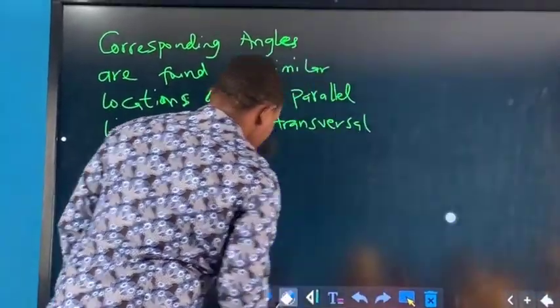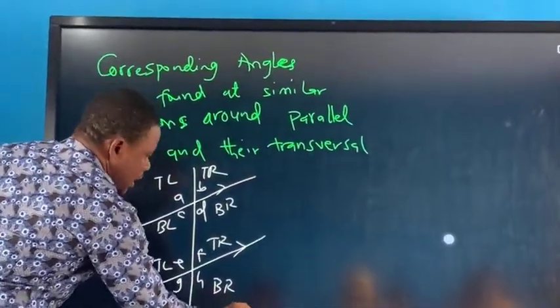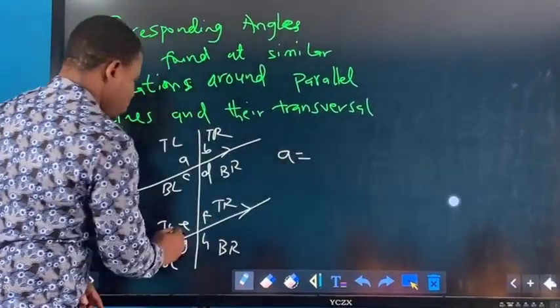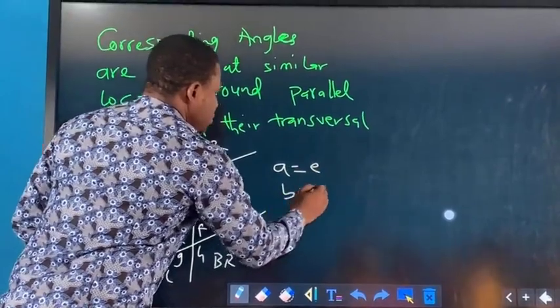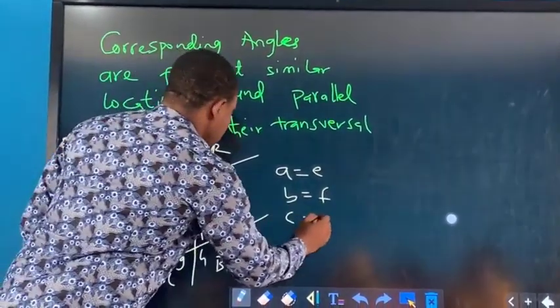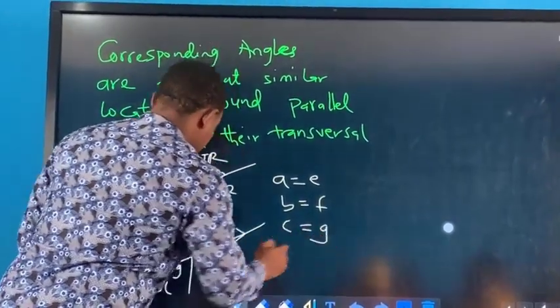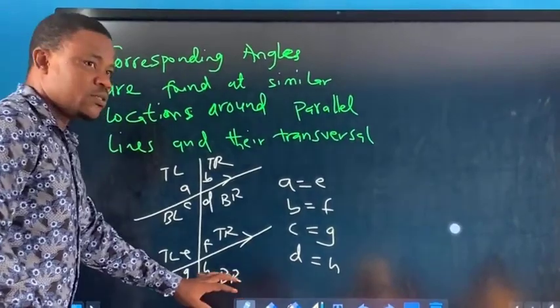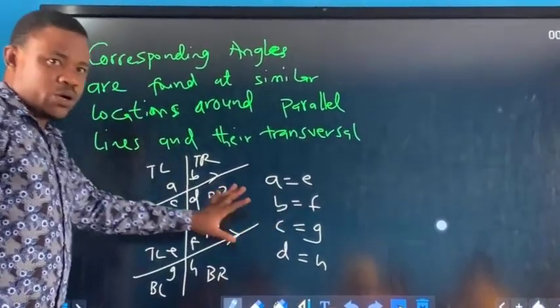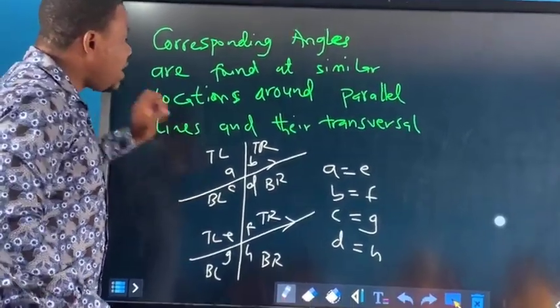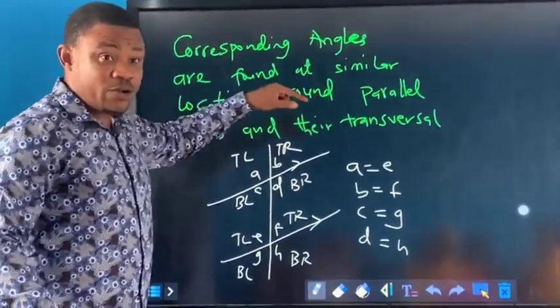Exactly. Okay. So I can go on to say that A is equal to E. B is equal to F. Right? And then C is equal to G. And D is equal to H. Is that right? Yeah. So all of these are corresponding angles. Corresponding angles are equal, also called F angles. I showed you why.